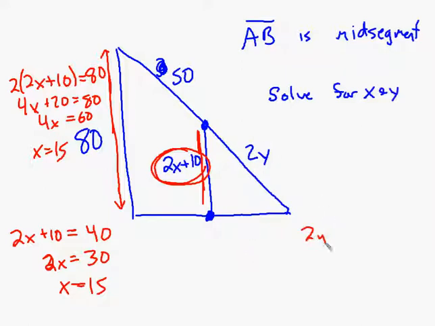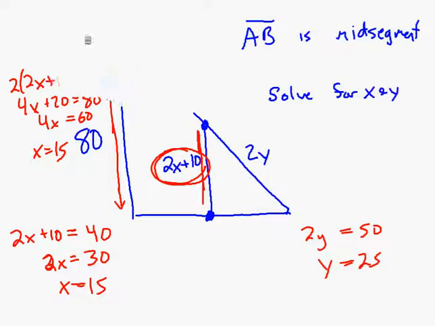2y equals 50. And then divide by 2 and get 25. You need to be able to do it each of these ways depending upon the circumstance of the triangle that you have. Okay, going once, going twice, sold.